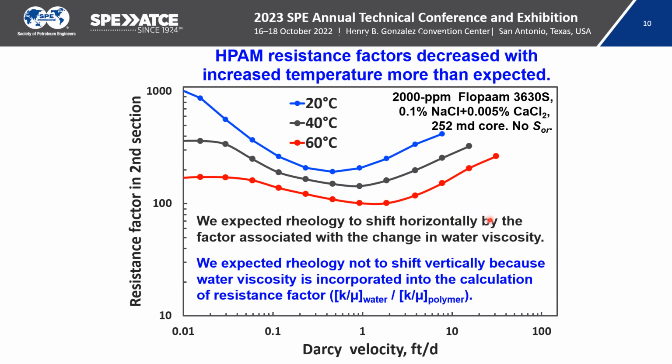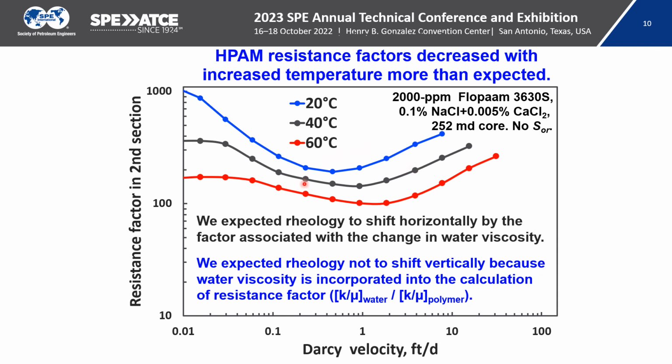So that's the good news here. The bad news comes from looking at the overall level of resistance factor provided by the polymer solution. Now, resistance factor, by definition, already has incorporated into it the viscosity of water at the particular temperature of interest. So if you're using a conventional simulator, what it might predict is that the magnitude of the resistance factor at the minimum associated with 20 degrees centigrade would be the same as it is at 40 and 60 degrees centigrade.